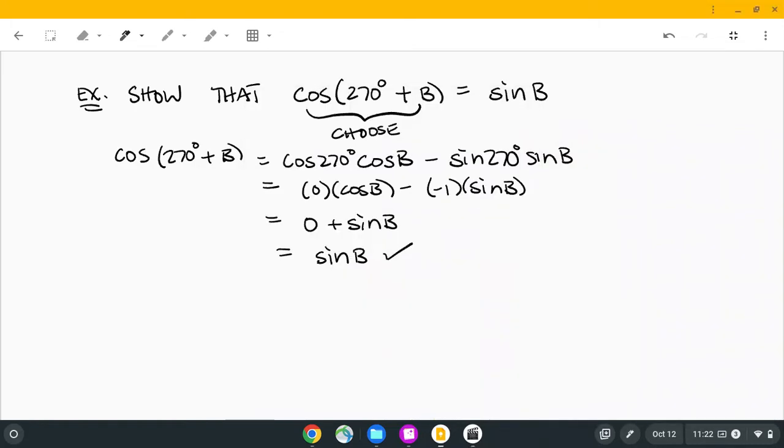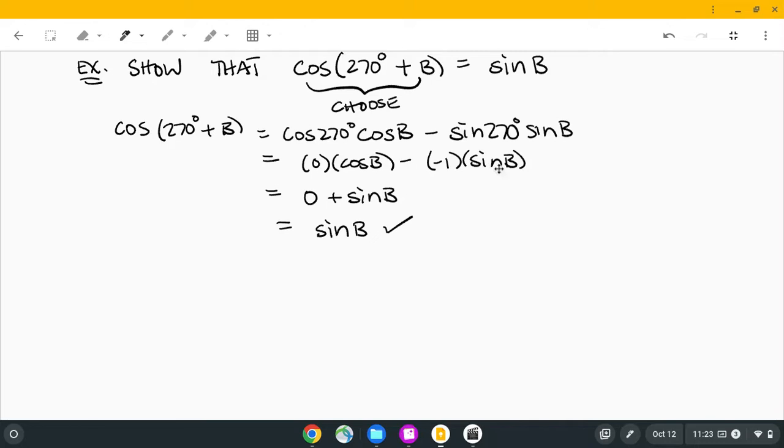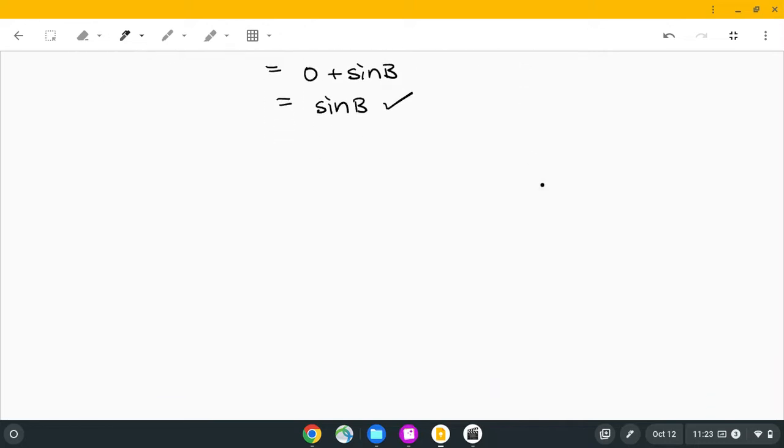All right, welcome to part two. In part one, we did sum and difference formulas for cosine, and this is where we left off. So here we are going to do the sum and difference formulas for sine and tangent. Okay, this one's going to be short. Okay, so this is 5.2, part two.